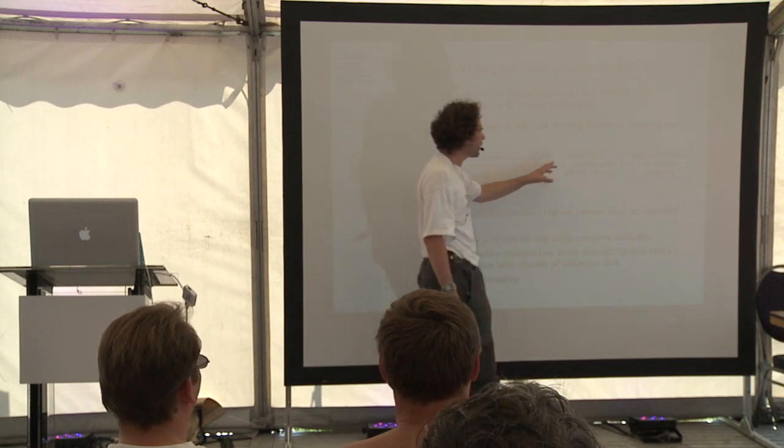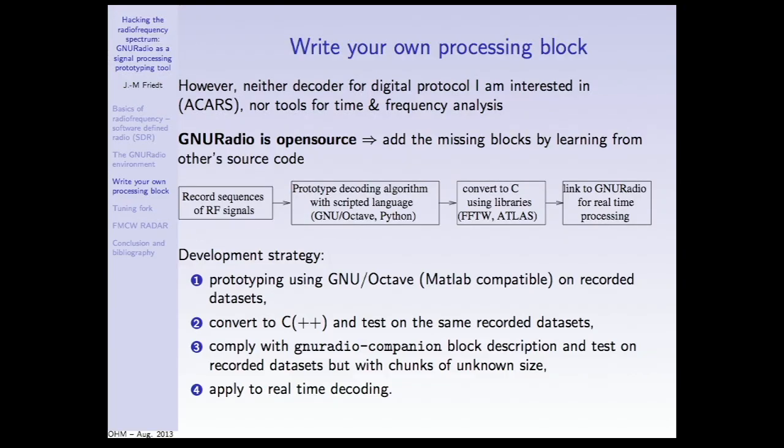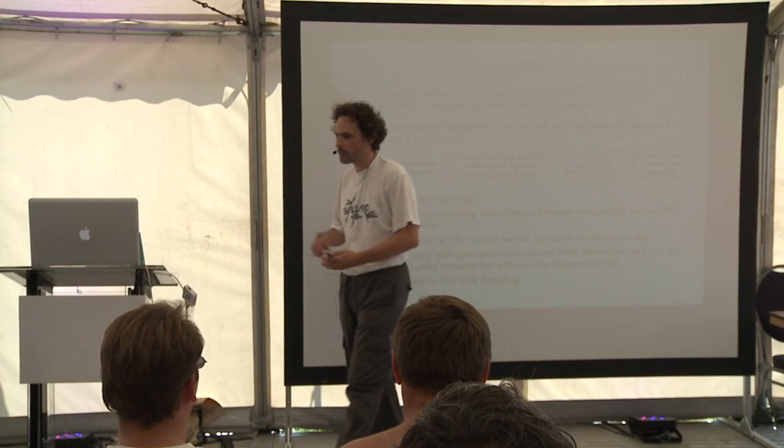At the end of the day, you just wrap this C program into the GNURadio framework, which is really nothing much. It's really just copy-pasting a few lines from a basic block. So this is the flow chart that I'm thinking of: record some data, do offline processing using MATLAB or Octave, then convert to C in order to fit the GNURadio framework. By this, you go from offline processing to inline, real-time processing, which is much more fun.